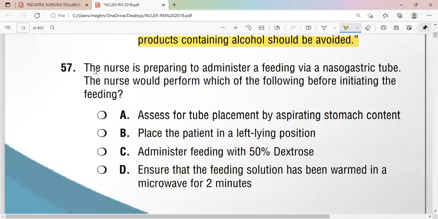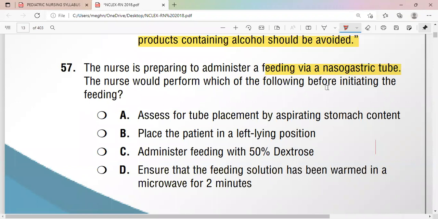And next, the nurse is preparing to administer a feeding via nasogastric tube. The nurse would perform which of the following before initiating the feeding? Number A, assess for tube placement by aspirating stomach content. B, place the patient in left lying position. And C, administer feeding with 50% dextrose. D, ensure that the feeding solution has been warmed in a microwave for 2 minutes.